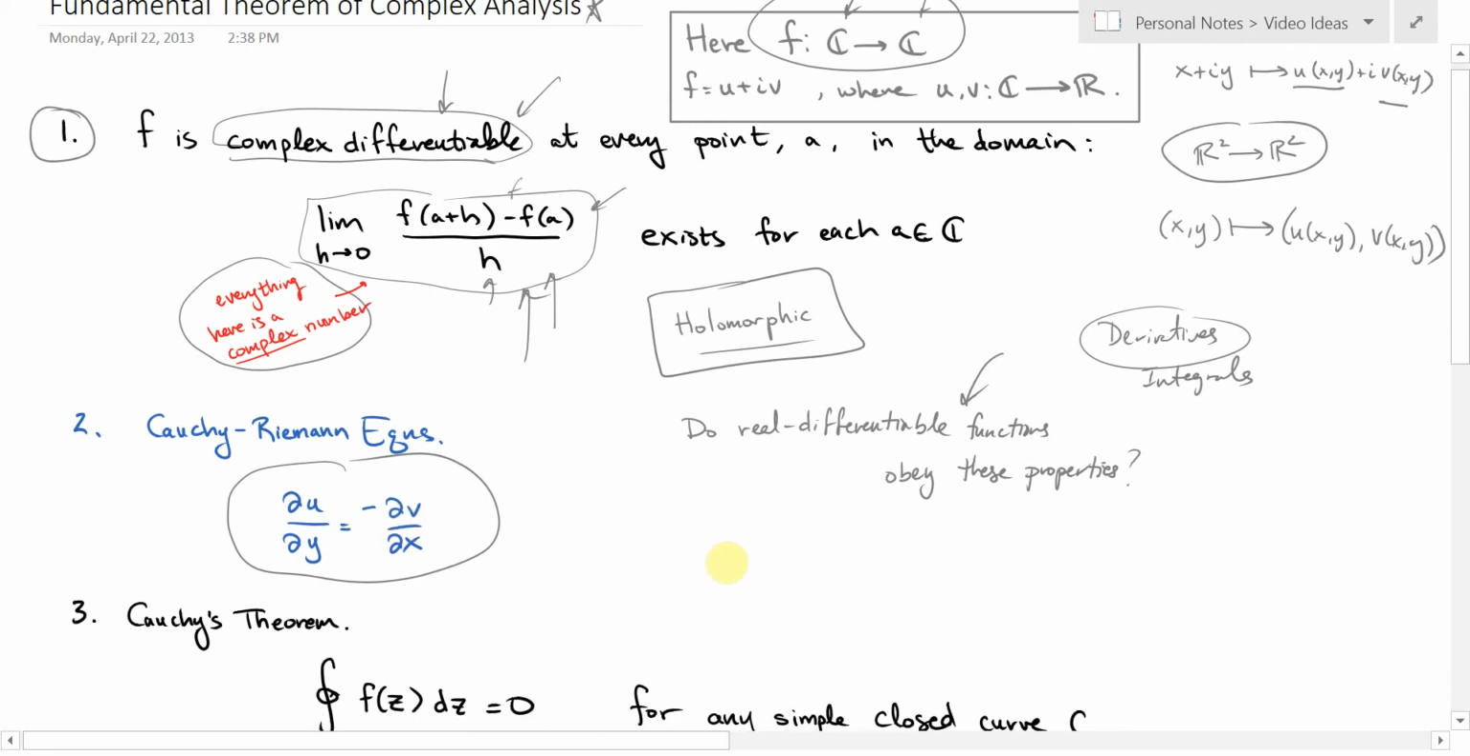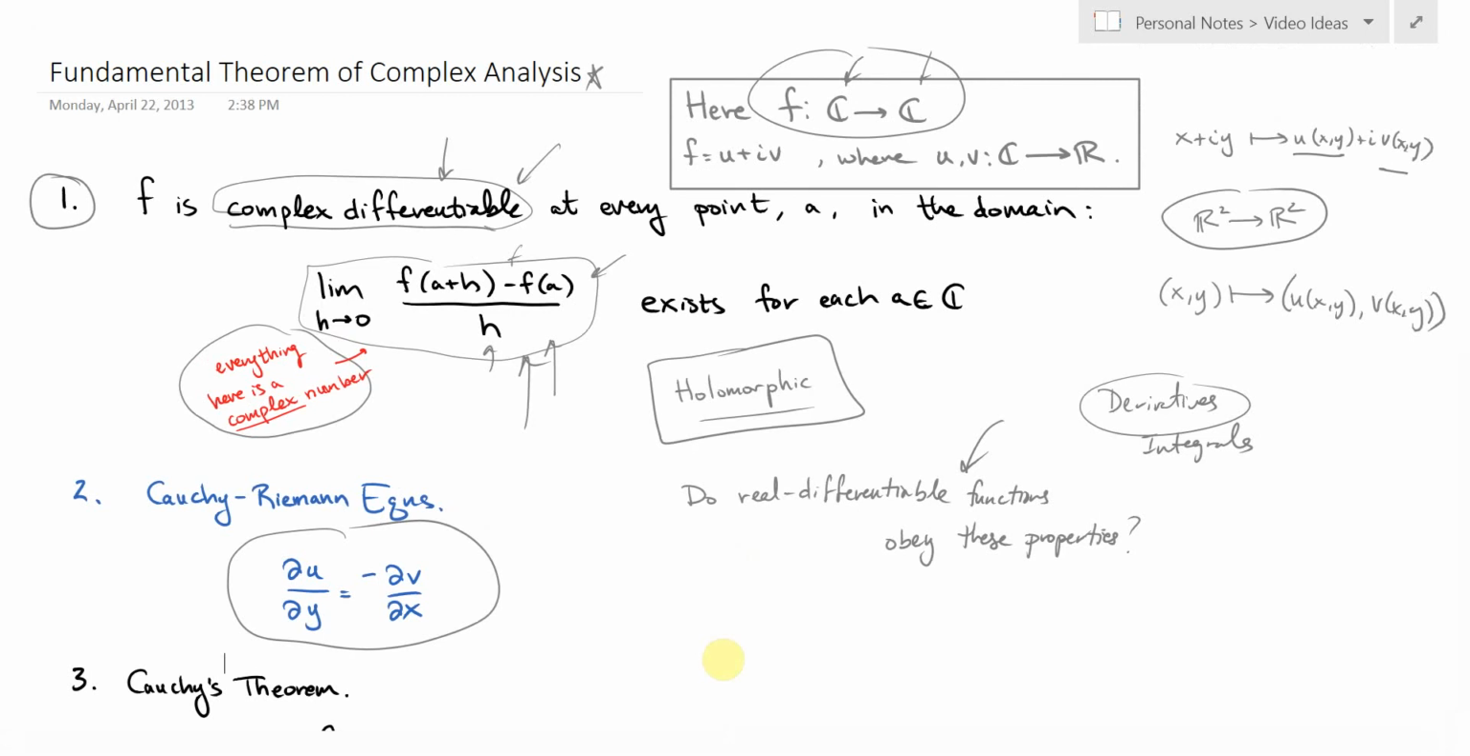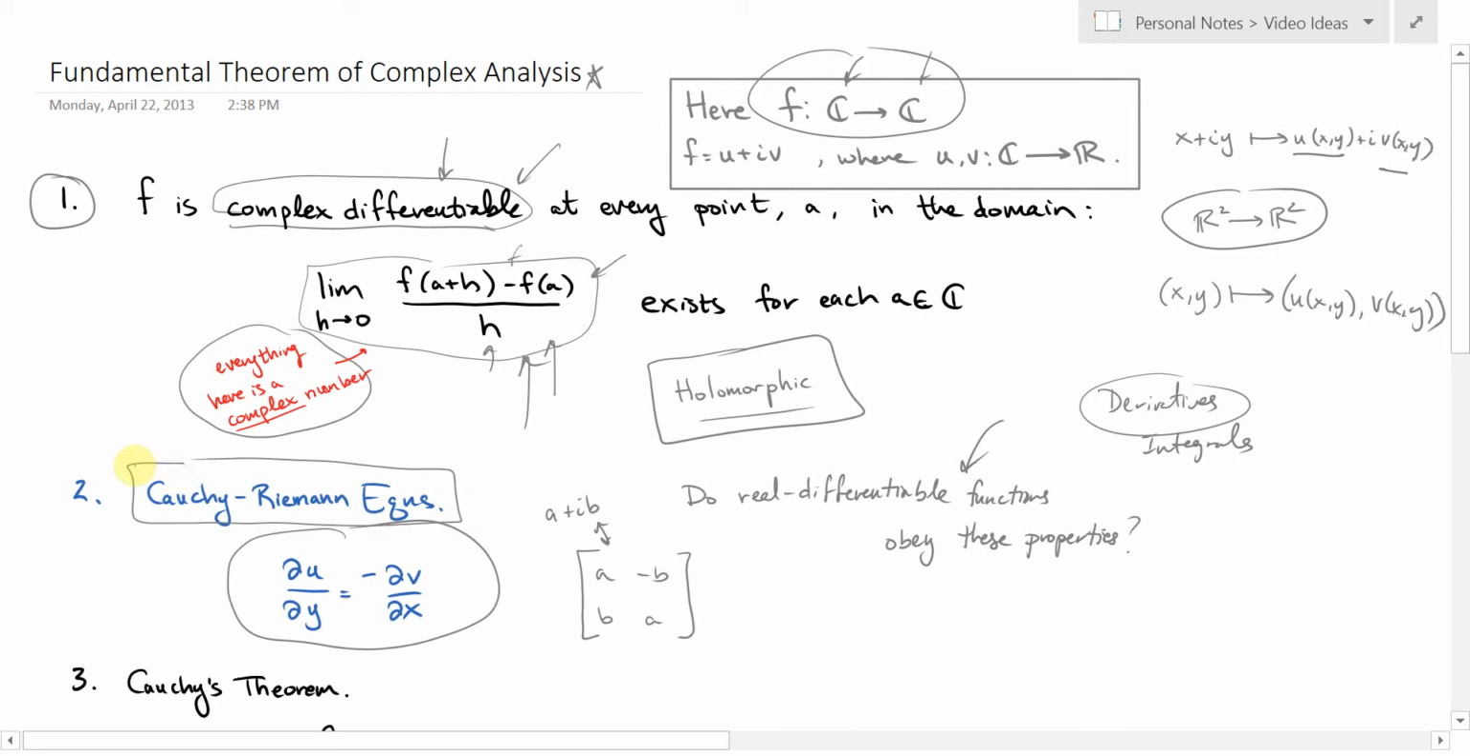But the point of these Cauchy-Riemann equations has something to do with that kind of mysterious thing that I tried to make a little less mysterious. There's a relationship between complex numbers a plus ib and matrices of the form a negative b, b a, just like this. So we've been talking about that a little bit, and that's really going to be the whole spirit of the Cauchy-Riemann equations and what makes them so interesting.